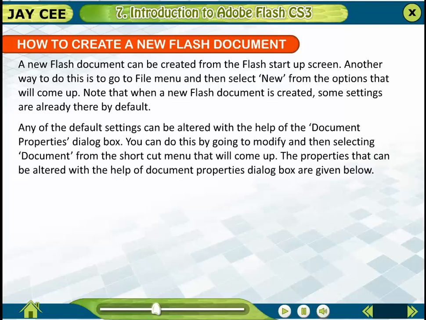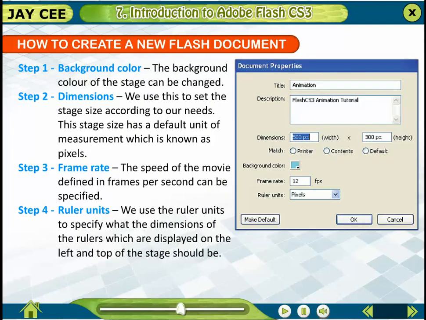You can do this by going to Modify and then selecting Document from the shortcut menu that will come up. The properties that can be altered with the help of Document Properties dialog box are given below. Step 1. Background color. The background color of the stage can be changed. Step 2. Dimensions. We use this to set the stage size according to our needs. This stage size has a default unit of measurement which is known as pixels.